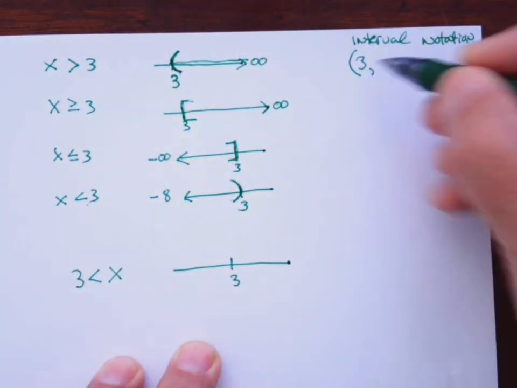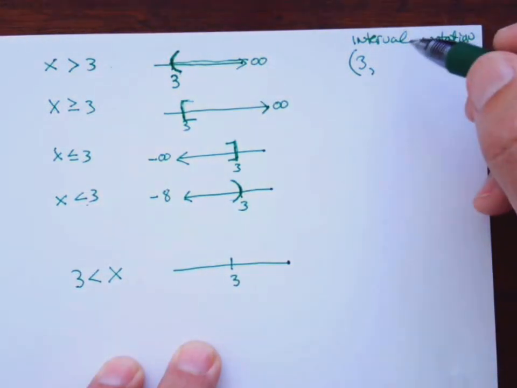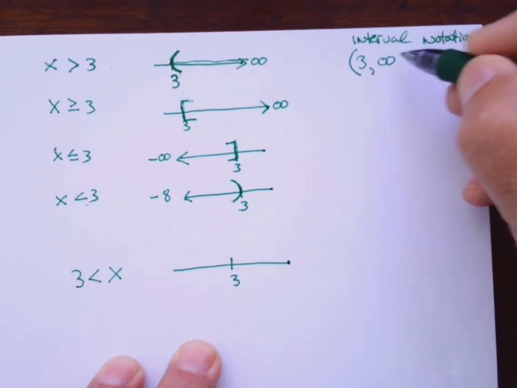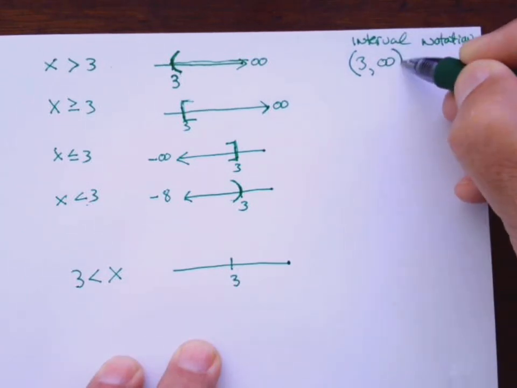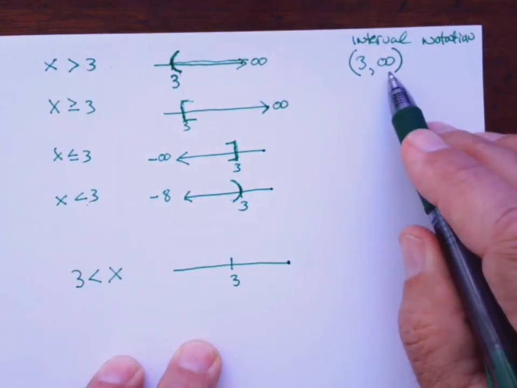Then you do a comma, and you ask, what is the right side of the graph? Well, this particular graph goes on forever. It never stops. That's infinity. And so you put an infinity symbol, and infinity always gets a parenthesis. You cannot bracket something that goes on forever.